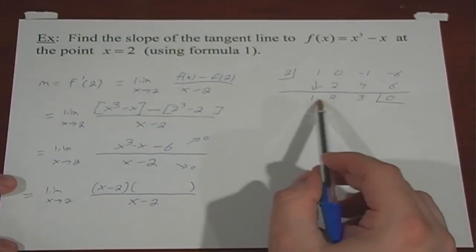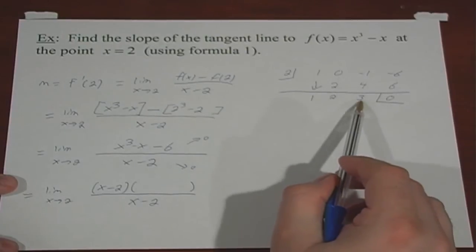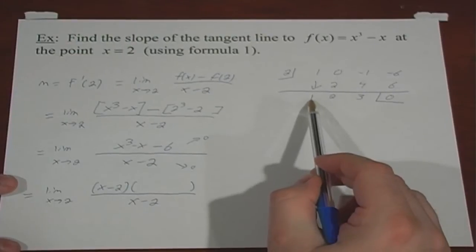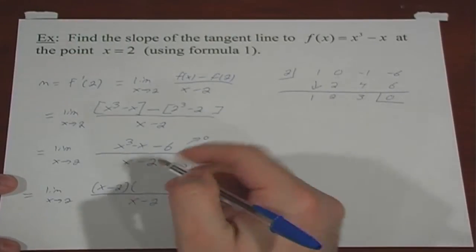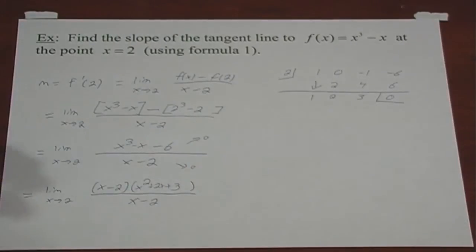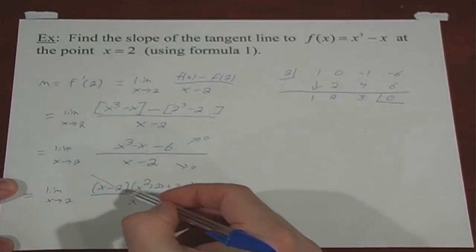Now if you forget where these things go, this is the constant term, this is the x term, this is the x squared term. So it's 1x squared plus 2x plus 3. So it's x squared plus 2x plus 3. Anyway, see, you had to be good at division to do that. But now that we're at that step, we're pretty much done because the x minus 2's cancel.